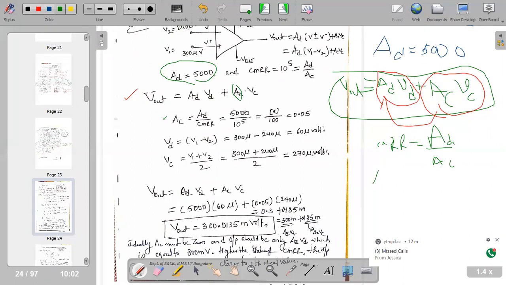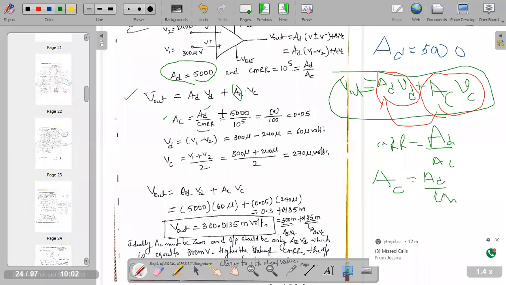So from this we can write AC is equal to AD divided by your CMRR. Please observe here, AD divided by CMRR, it is 5000 divided by 10 power 5, or 5 divided by 100. You can write it is 0.05. Just observe 0.05 and your AD is 5000. How far do these two differ?